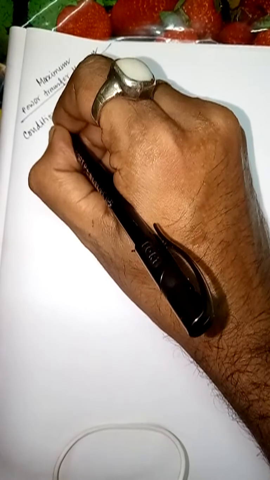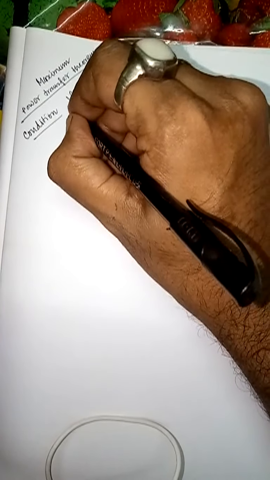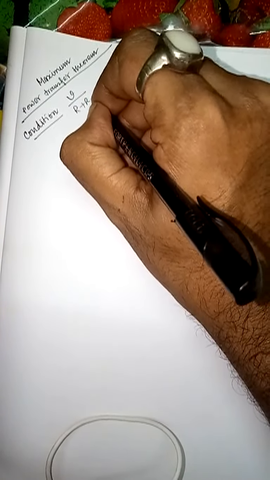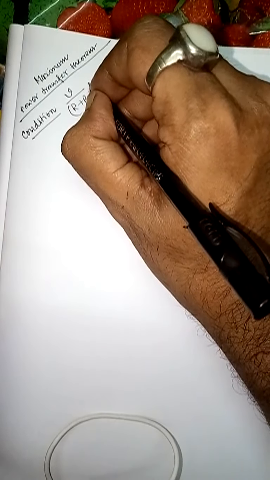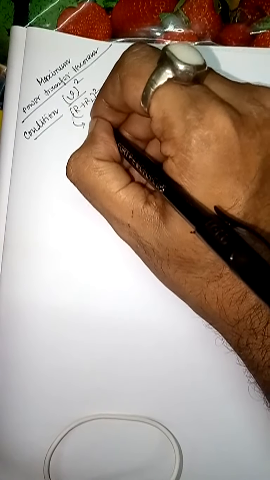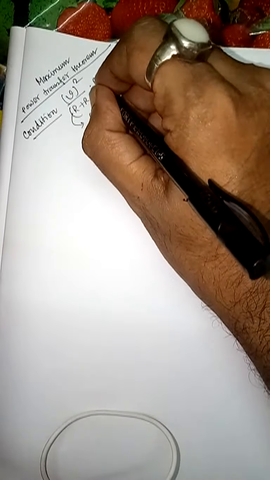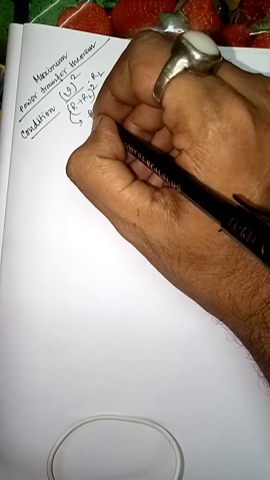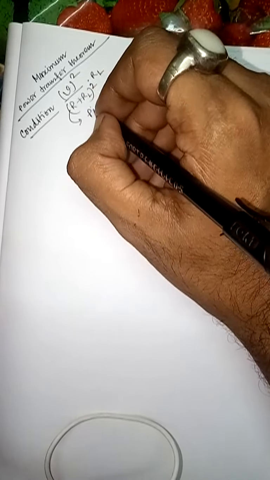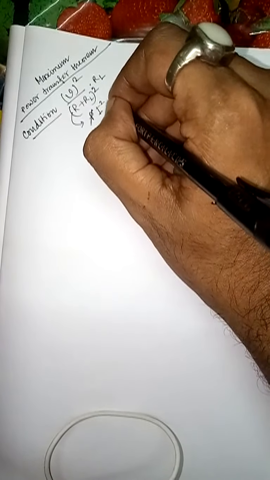So what is the condition? In the maximum power transfer, that is (V/(R+RL)) whole square, and that V square, so this is the P actually, so P into RL. Okay, actually I'm sorry, this is V by R plus RL, this is not P, this is I square into RL, so that is equal to the power P.